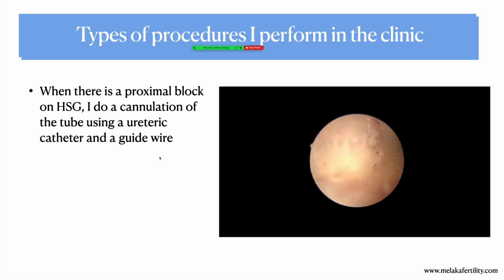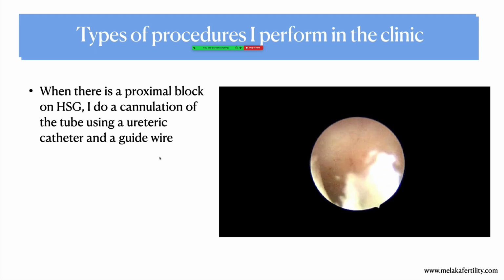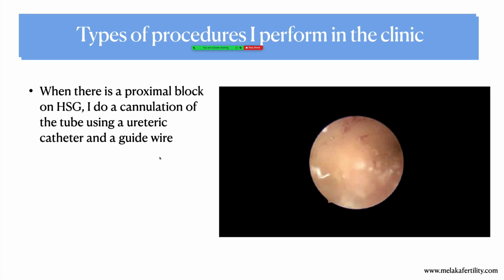Now I look around to see whether there is any pathology. This particular patient has no pathology. Both ostia look okay, and I know that this particular ostium, the left ostium, is blocked. So can I do something to open it up? In the same setting, I'll open it up just by using a ureteric catheter and a guide wire. It is technically a little bit difficult.